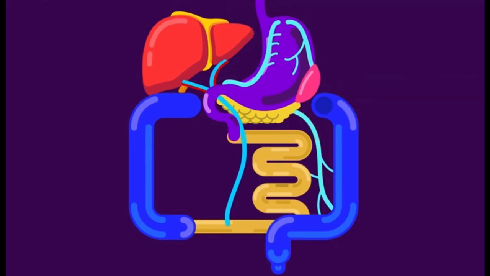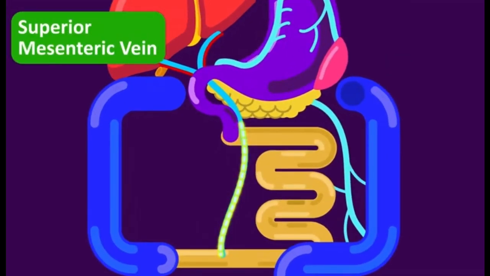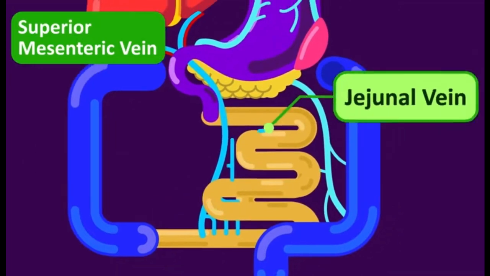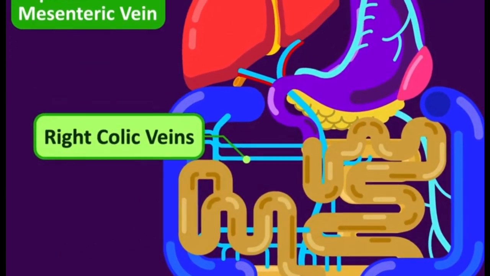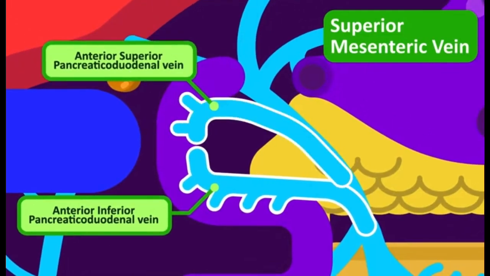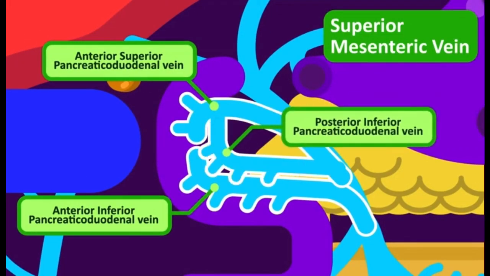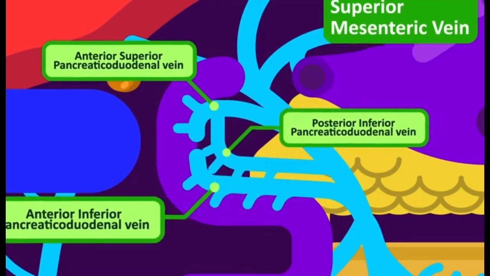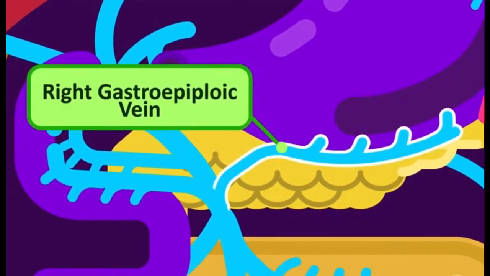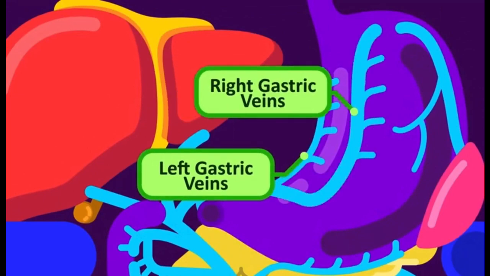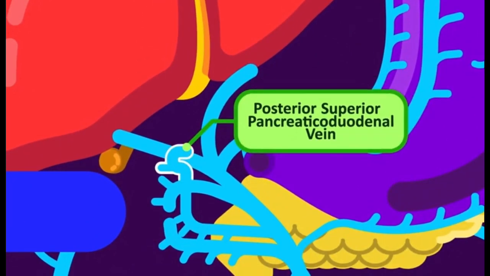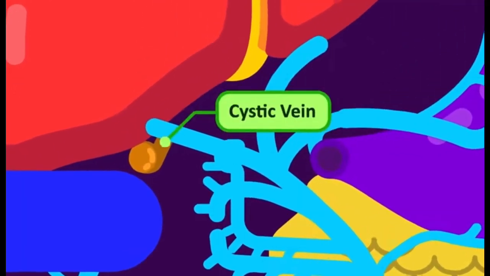The second component of this merger, the superior mesenteric vein, collects blood from the ileal veins, the jejunal veins, the ileocolic veins, the middle and right colic veins, the anterior inferior, anterior superior, and posterior inferior pancreaticoduodenal veins, and the right gastroepiploic vein. Few veins drain directly into the portal vein, including the left and right gastric veins, the posterior superior pancreaticoduodenal vein, and the cystic vein.